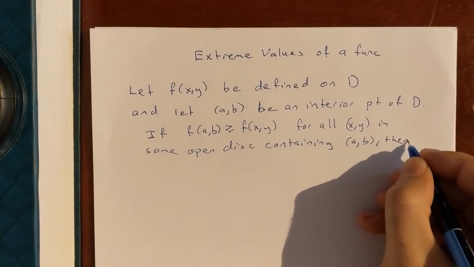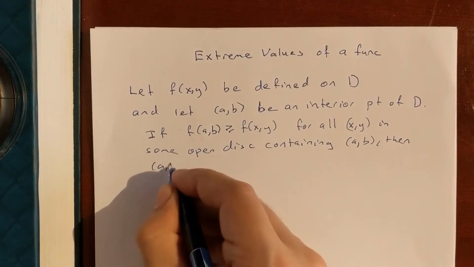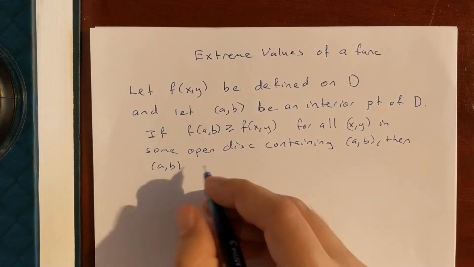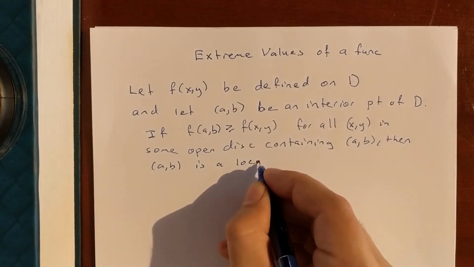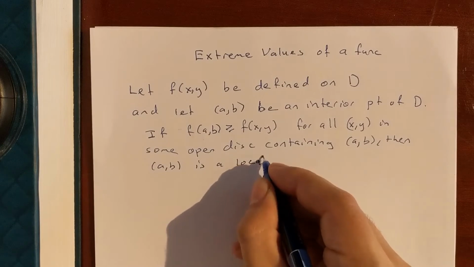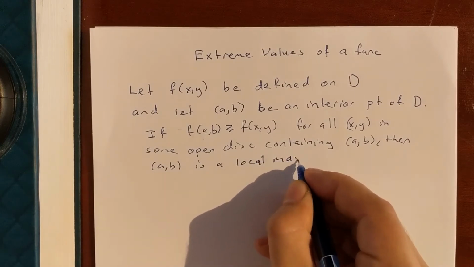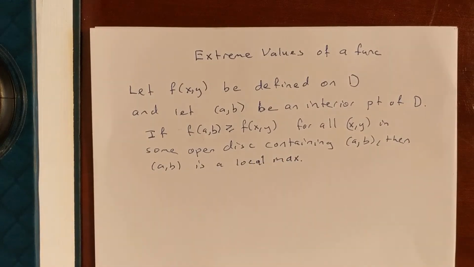then AB is a local min. Local max. Sorry, we're doing the max first. Local max. Okay, local max.